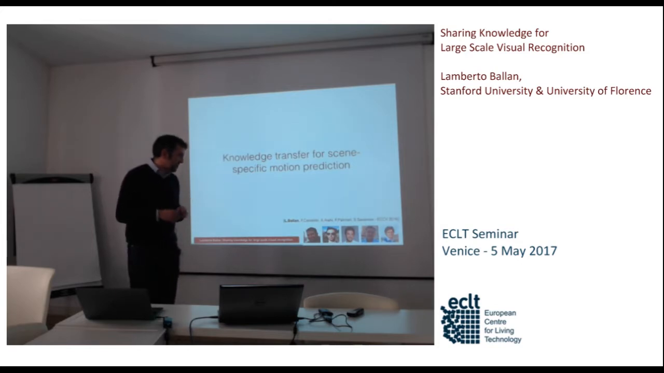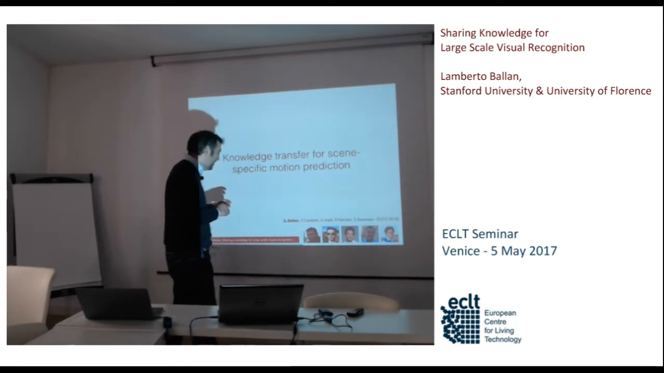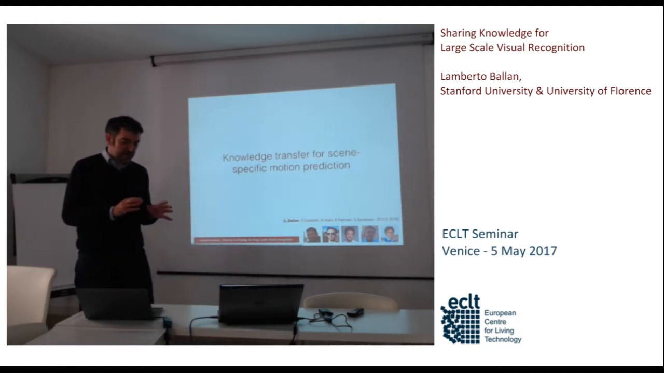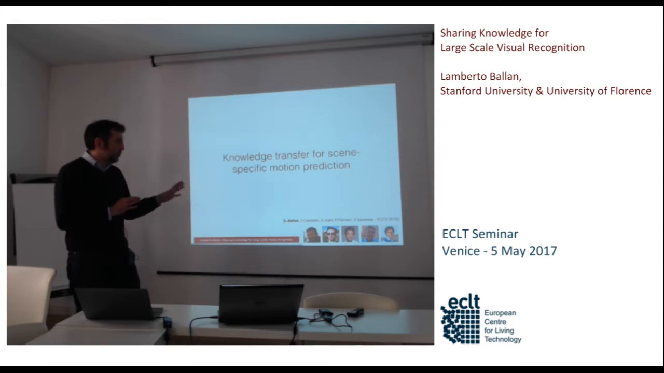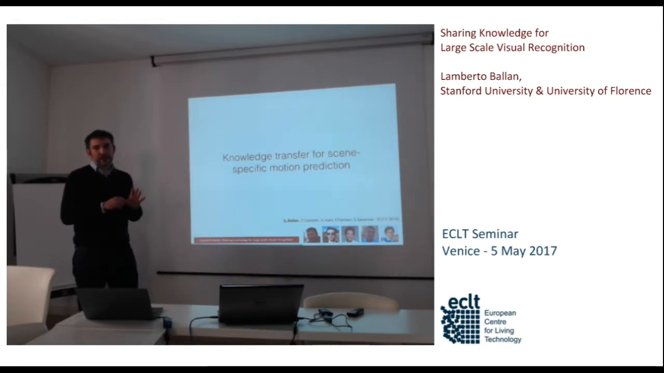At the end we got this paper into ICCV, so we were very happy because it was not easy. We started to work on this task, and this relates to a lot of things that I'm doing now. The idea is to move away from recognition, and toward what we could call predictive vision.